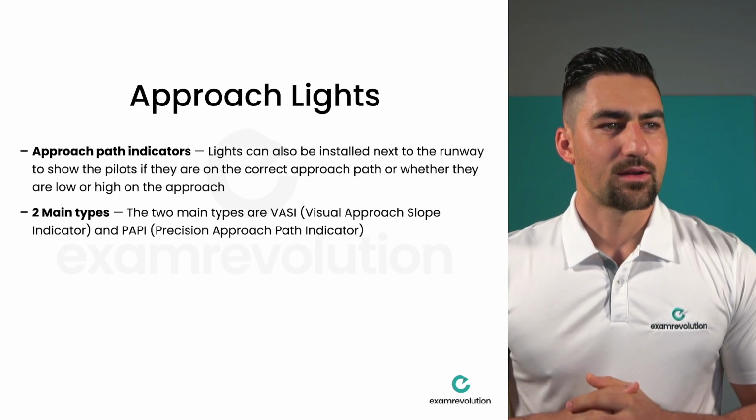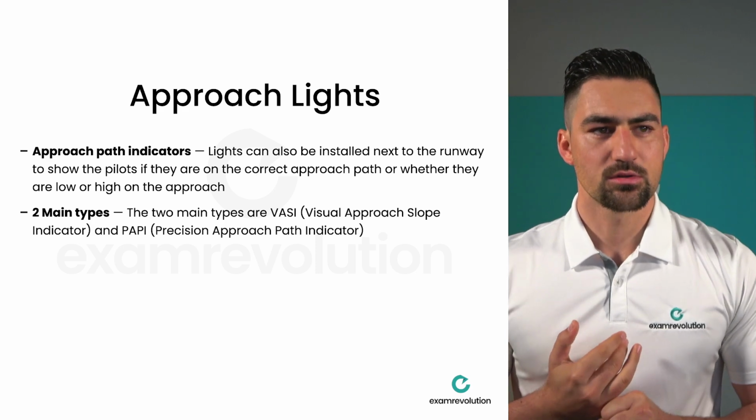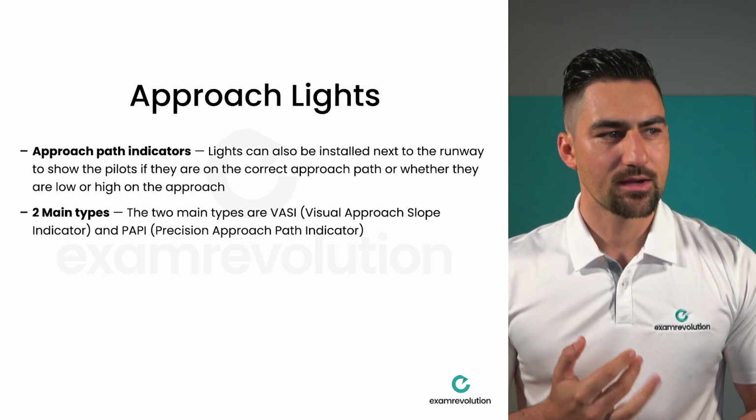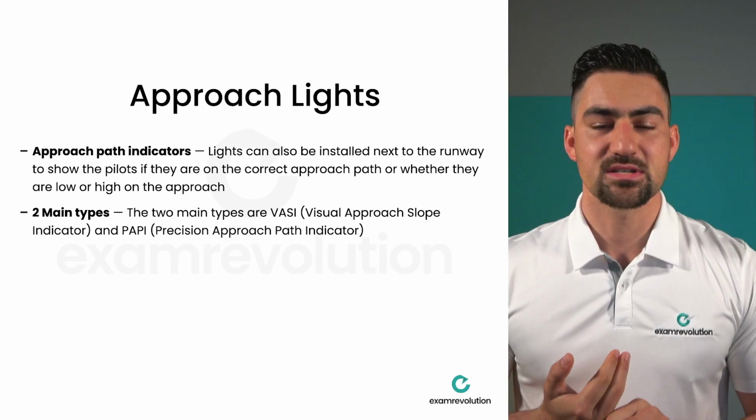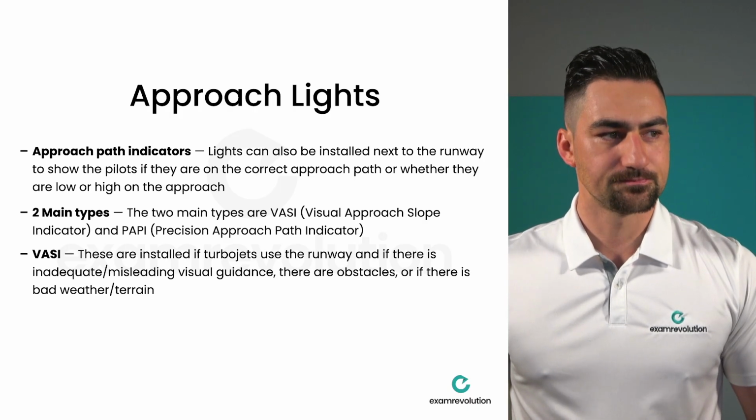Now you get 2 main types. You get a VASI, which is called a visual approach slope indicator, or you get a PAPI, which is precision approach path indicator.